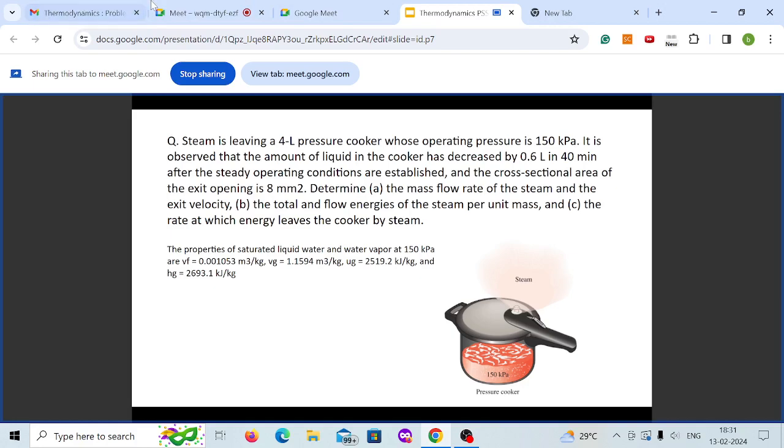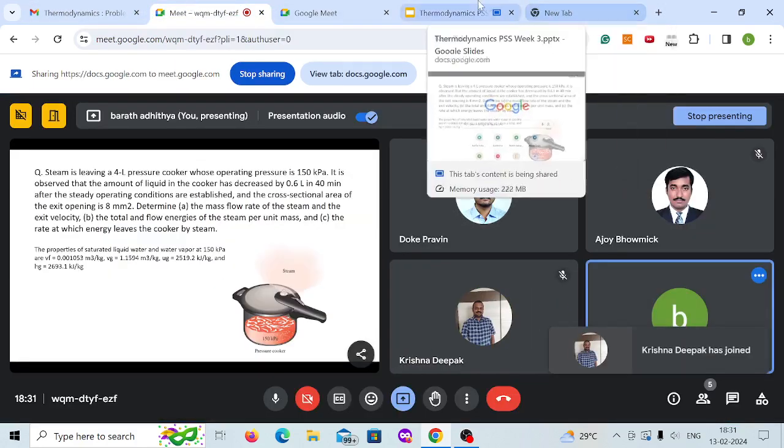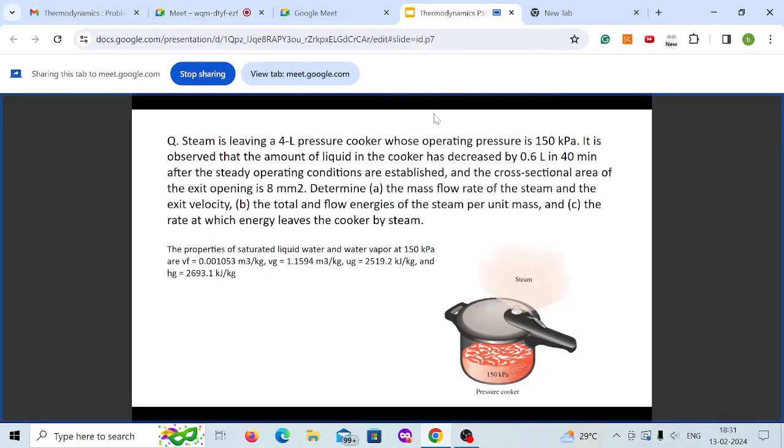So you have a pressure cooker of 4-liter capacity, and the operating pressure in that is 150 kilopascal. In 40 minutes, you observe that the water inside has reduced by 0.6 liters after the steady operating conditions are established. So your inside pressure and temperature are the same, they are not varying with time. That's what they mean by steady operating condition.